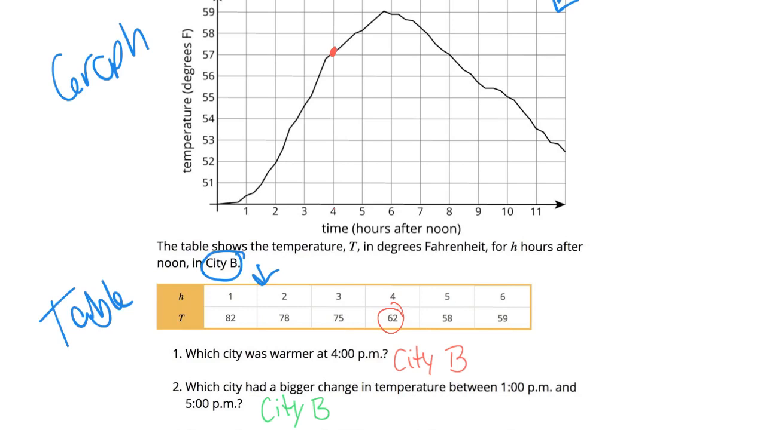Number 2, which city had a bigger change in temperature between 1 p.m. and 5 p.m.? Well, city A starts out at about 50.4 degrees, and at 5 p.m. it's at about 58.1 degrees. So about a little over 7 degrees change in temperature. And city B starts out at 82 degrees, and at 5 p.m. is down to 58 degrees, which is a much bigger change than 7 degrees. So city B had a bigger change in temperature.